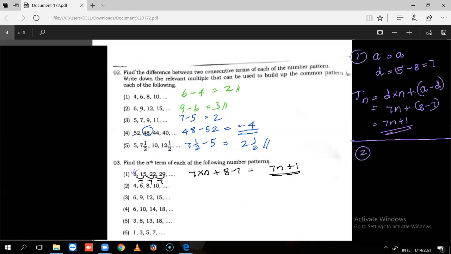Then the second one I am going to try. First term A equals 4. Common difference D equals 6 minus 4. That is 2. Then we can write the general term Tn equals D into n plus first term minus D. Common difference is 2 into n plus first term is 4 minus 2. Then we can write 2n plus 2. Then our general term, I just write it here.